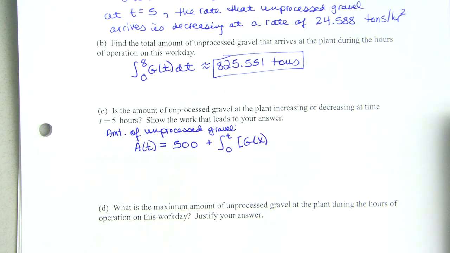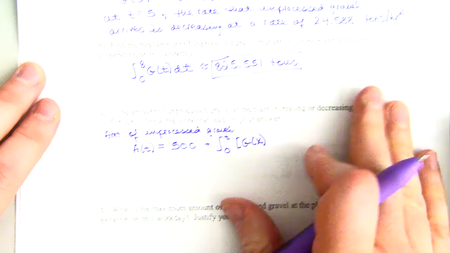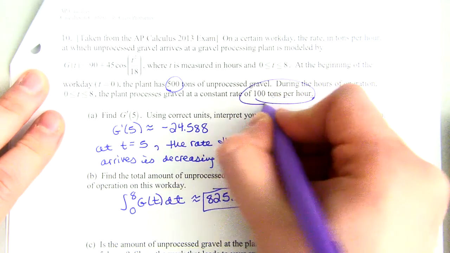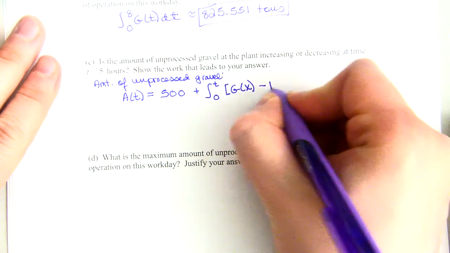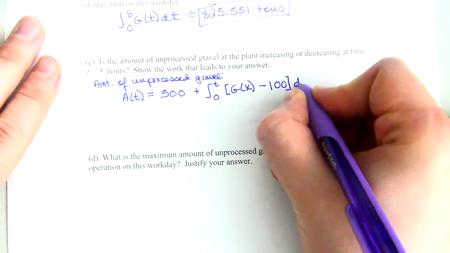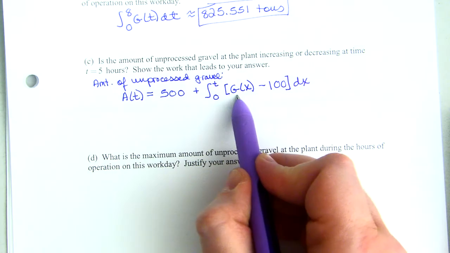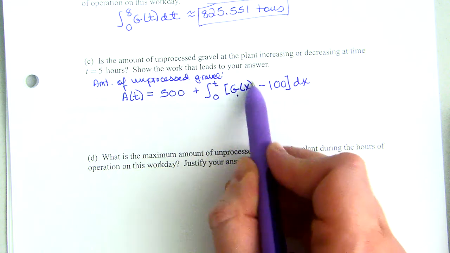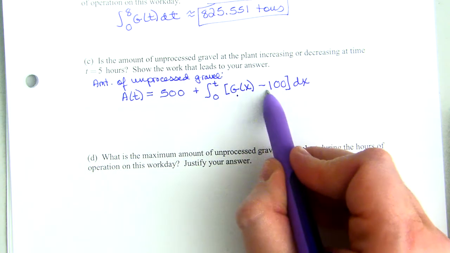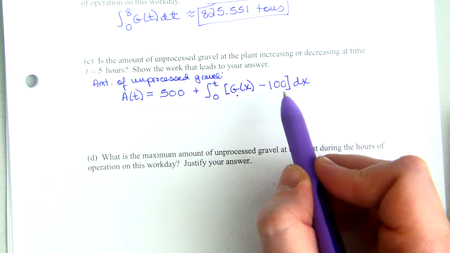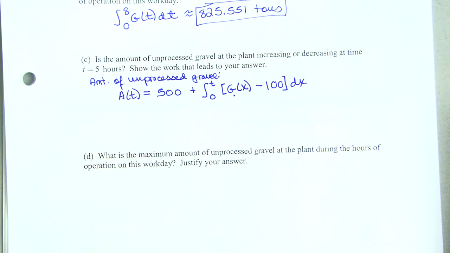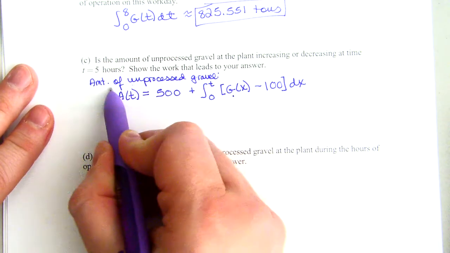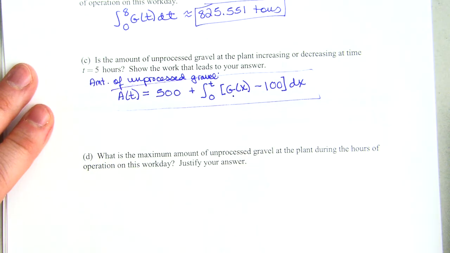What's the rate that gravel is getting processed? Well, it's just that constant 100 tons per hour. That's a valid function. I'm going to say g of x minus 100. The rate that it's arriving, integrate that, you get the total amount that's arrived. The rate that gravel is getting removed, integrate that, you get the total amount of gravel that's been processed. Okay, I want to know if this thing itself is increasing or decreasing.